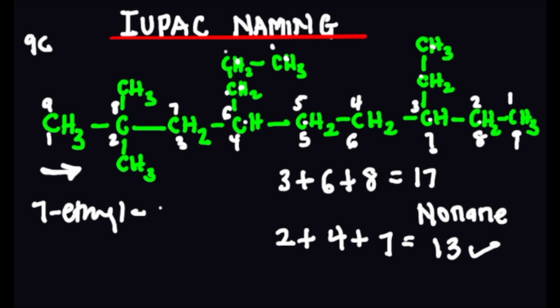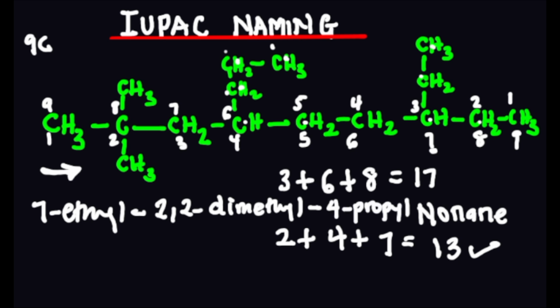Then on position number 2, we're going to have 2, 2 dimethyl, right? Then followed by, on position number 4, we're going to have 4 propyl nonane. That's basically the name, right? 7 ethyl on position number 7. E comes first for 7 ethyl, then 2, 2 dimethyl. Methyl comes followed by methyl. Then 4 propyl, on position number 4. Propyl nonane. That's basically the name.